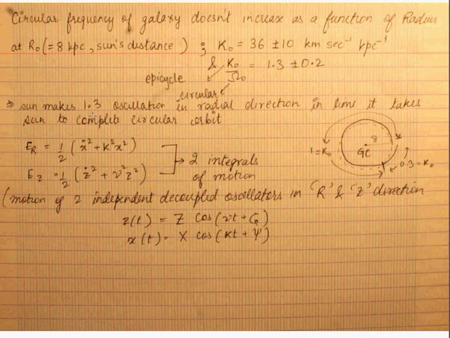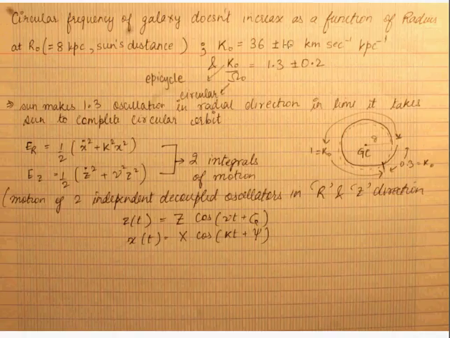So just to give you some numbers so that this theory becomes a little realistic and easy to absorb, the circular frequency of the galaxy does not increase as a function of radius, and we know this using the velocity curve. The velocity curve is the horizontal curve as we have seen before. So at radius equals 8 kiloparsec, which is basically the distance between the center of the galaxy and the sun, the kappa, the radial frequency, is 36 kilometer per second per kiloparsec.